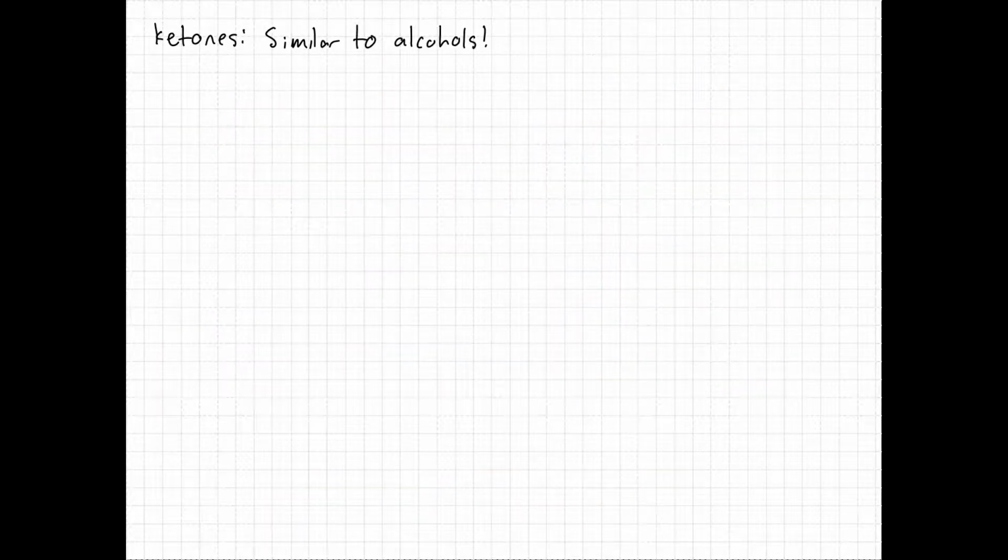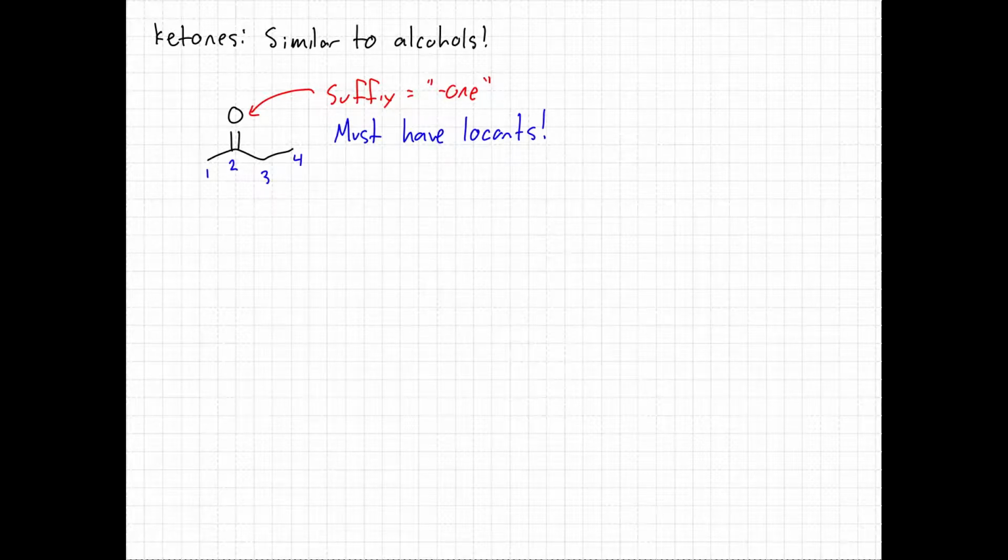The way that ketones are named is very similar to alcohols. So if we have a compound like this here, we would identify the highest priority functional group, here the ketone, and assign it the suffix O-N-E. We would number the chain. Like an alcohol, the ketone must be located because it could be located on more than one atom in the chain. So when we put this all together, we could call this 2-butanone.